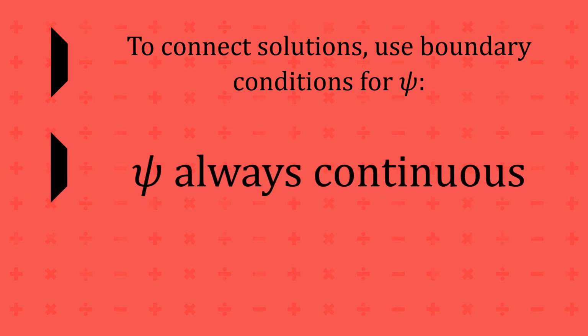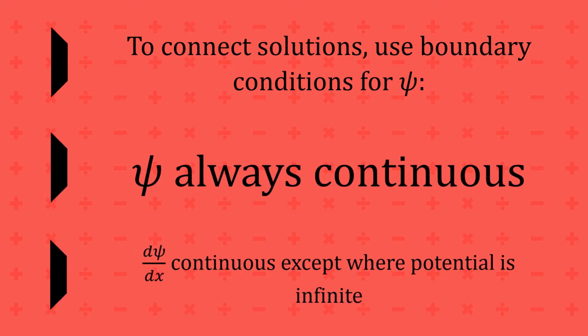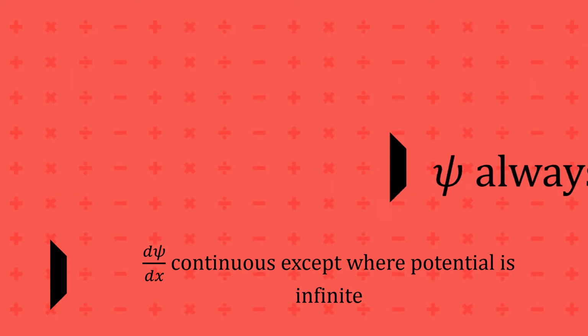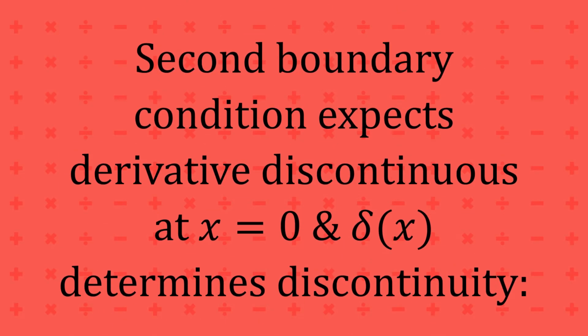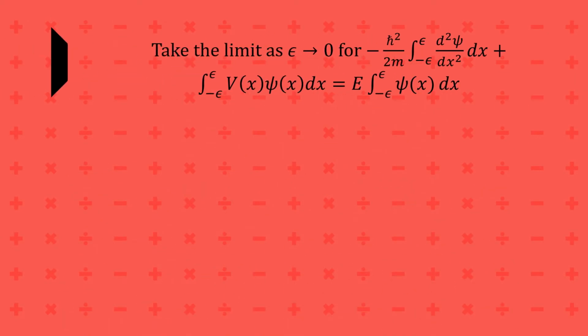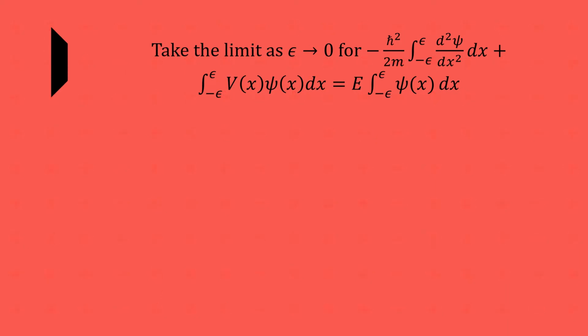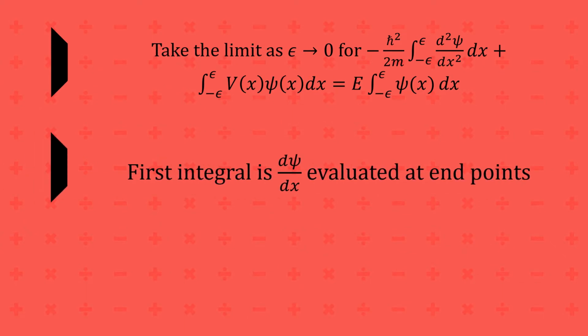To connect these solutions, we use the boundary conditions for psi, which are that psi is always continuous and the derivative of psi is continuous except at points where the potential is infinite. The first boundary condition implies that psi of x is equal to this expression here. The second boundary condition says to expect the derivative to be discontinuous at x equals 0, and the delta function determines this discontinuity. First, we integrate the Schrödinger equation from minus epsilon to epsilon and take the limit as epsilon tends to 0, and we get this expression here.